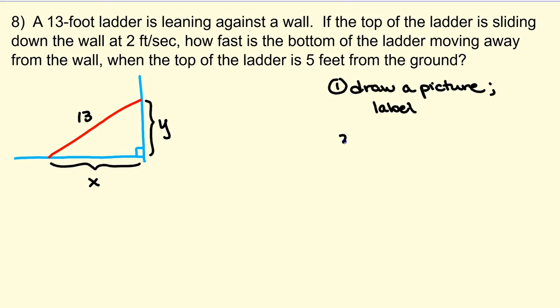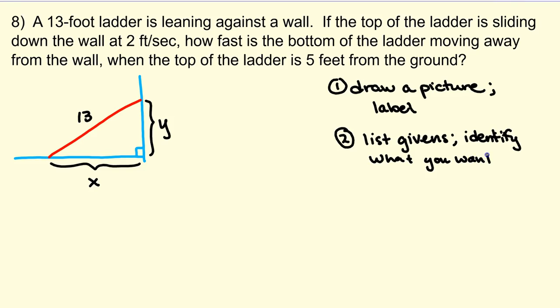Now let's list what do we know and what do we want to know. So list the givens and identify what you are looking for. Let's see here. The top of the ladder is sliding down the wall at 2 feet per second. That is a rate of change. So we would call that dy/dt.